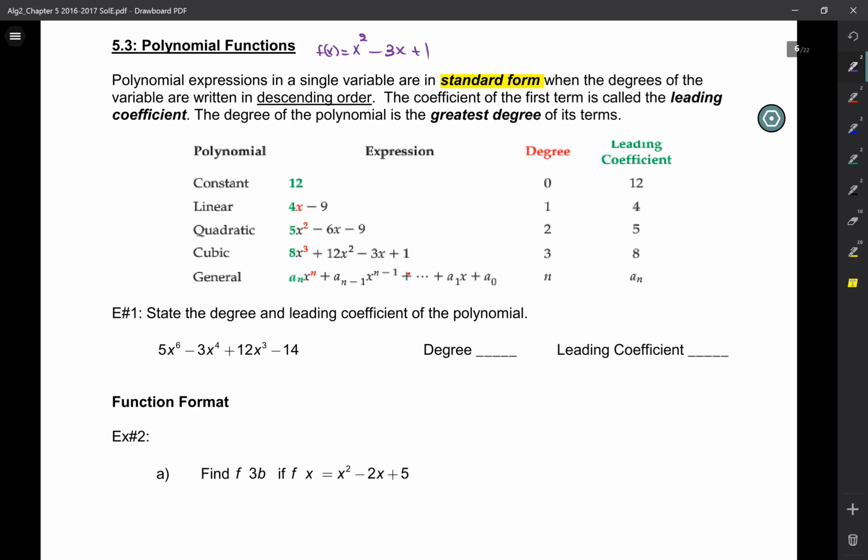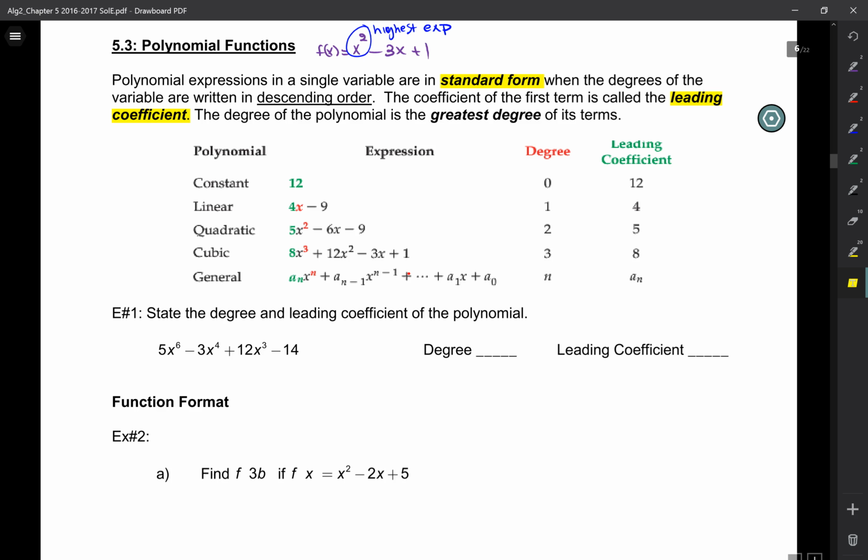If it's a higher degree, it'll be like x to the 5, and then the fourth term, and then x to the 3, 2, 1, 0, and so on. Now, once you have it in standard form, the first term is going to be the one with the highest exponent. It's like the line leader. We call it the leading term. That's always the one with the highest exponent. The coefficient of that leading term is called the leading coefficient.